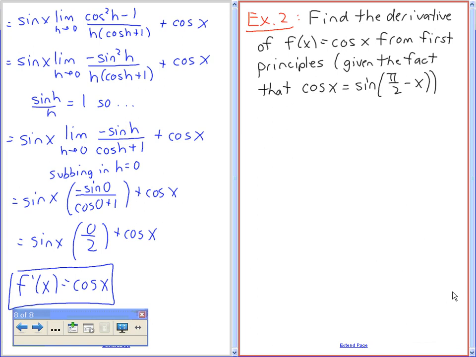Okay, so I'll do this quickly for you guys. I want to be fast today. So I'm going to actually see the derivative. I'm going to say f of x is equal to cos of x. f of x is also then equal to sine of pi over 2 minus x.